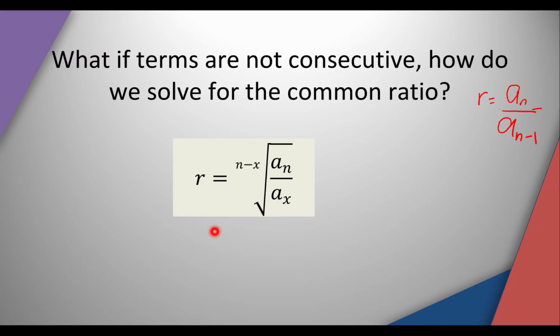r is equal to the (n minus x)th root of a sub n divided by a sub x. X here, of course, let us remember, is a counting number. Likewise, n. So it could be that we are given the first term, it could be the 10th term and the 7th term, it could be the 11th term and the 5th term. And we can make use of this formula. Let us see.